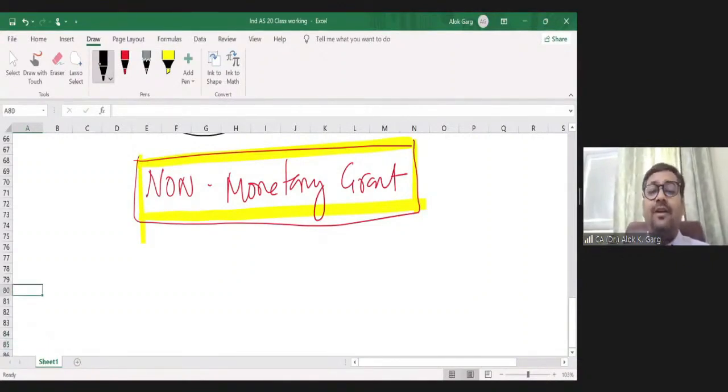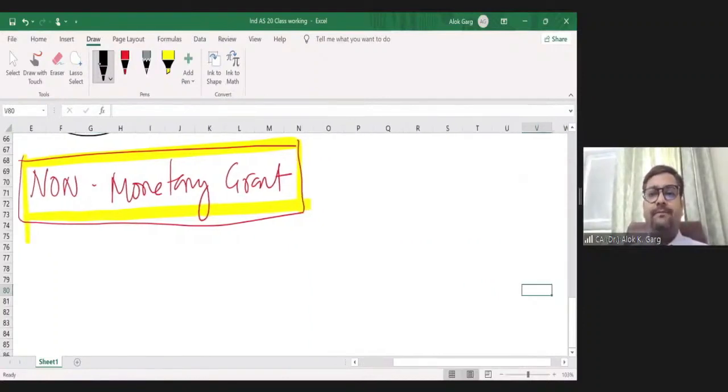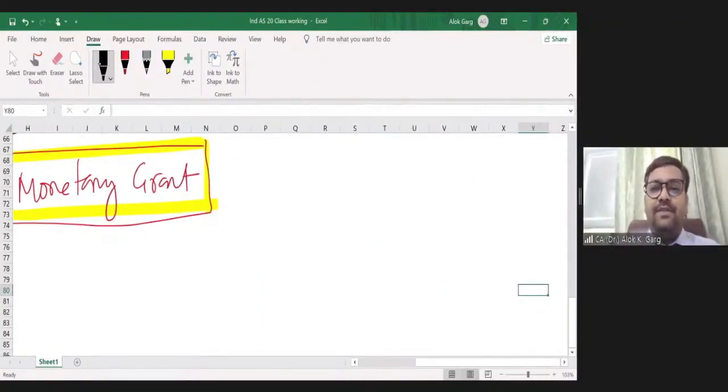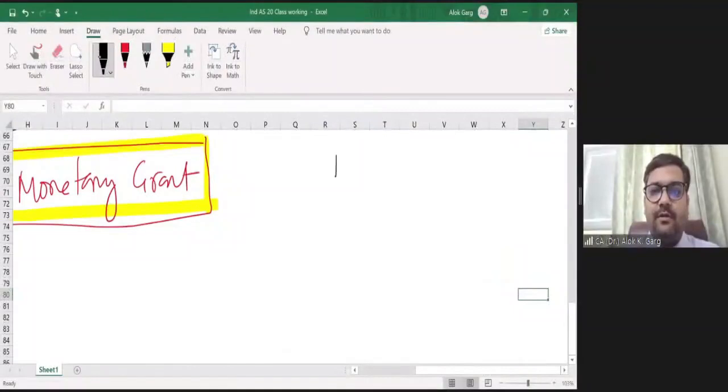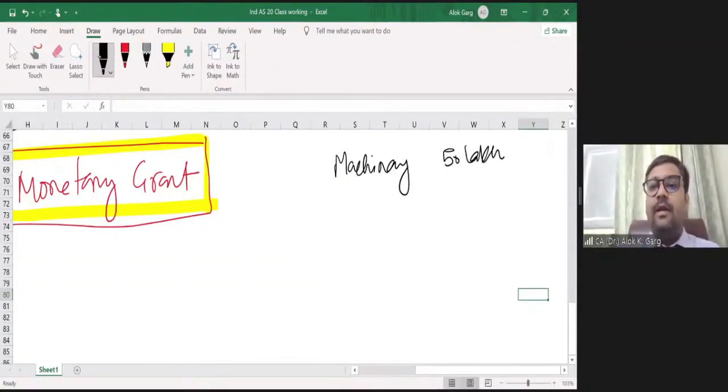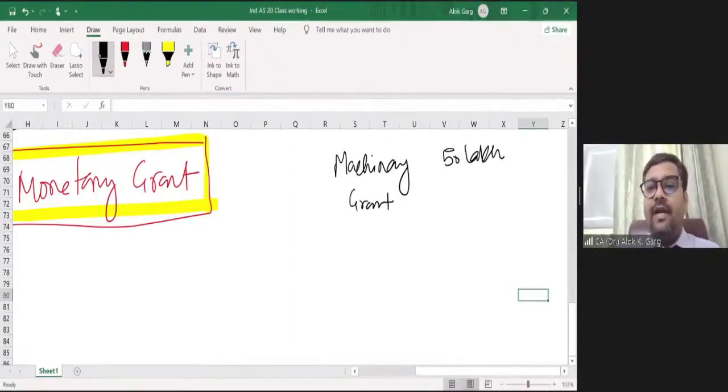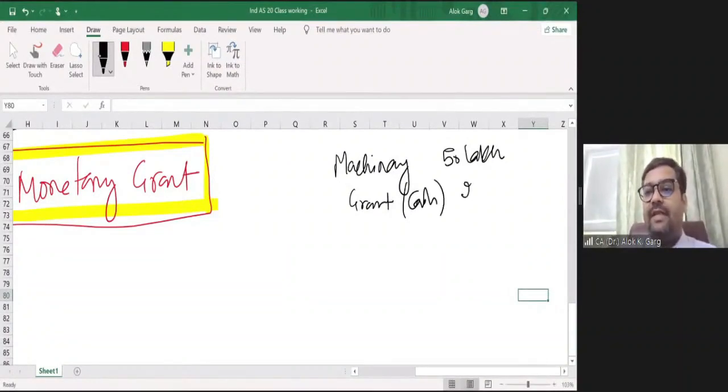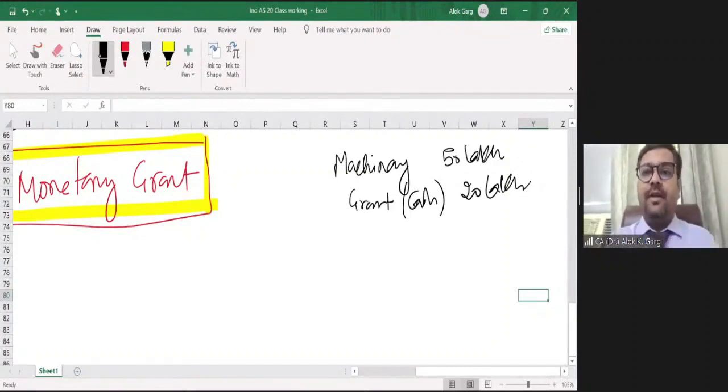It means the government is not giving money to the company. There could be two scenarios, friends. The first scenario is, for example, the company has purchased a machinery for 50 lakhs, and the government has given a grant, I mean to say cash, of 20 lakhs. So what is this? This is a monetary grant. The government is giving money to the company. Am I right? So this is a monetary grant.